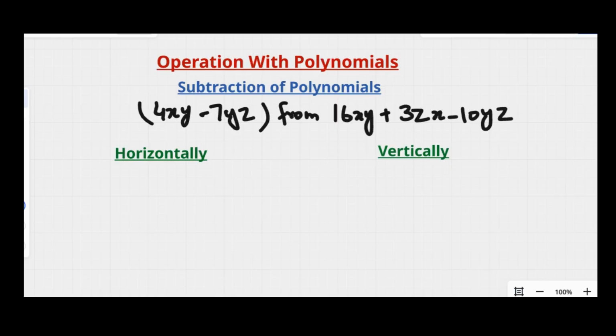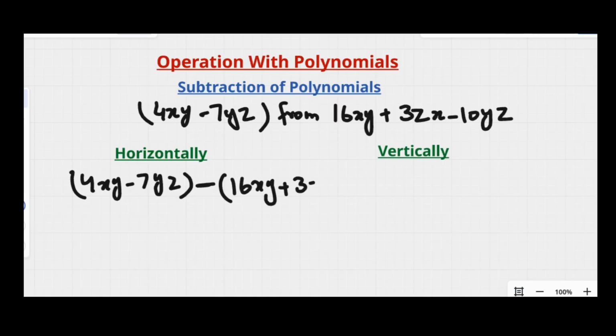We are doing this question with two methods, first horizontally and second vertically. First of all, we are arranging these values horizontally. Let's see: 4xy minus 7yz. We are writing these values in brackets, and now we are writing the add sign in place of subtraction: 16xy plus 3gx minus 10yz.